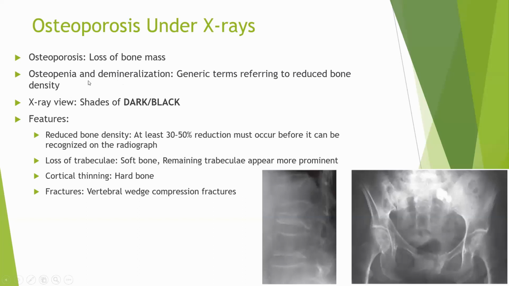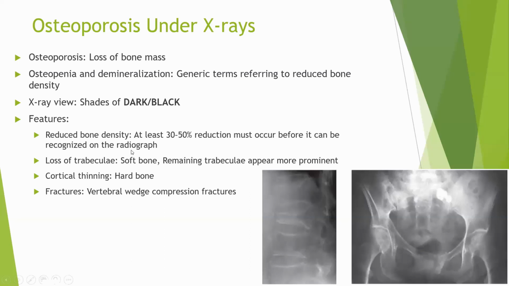So X-ray view, how will you view this osteoporosis? It is the shade of dark or black, and the more osteoporotic the bone is, the more pockets of dark. Right over here is dark, then white, again dark, right over here is white, then dark, again white, again dark. So you will see pockets of white and dark and shades of gray, light and dark, black and white. This now makes you understand that probably this is demineralization and is osteopenia or osteoporosis.